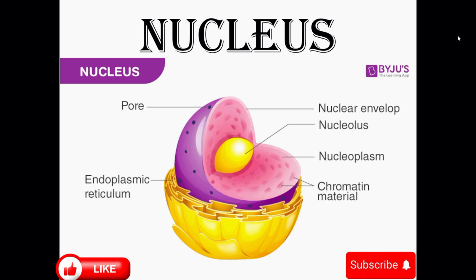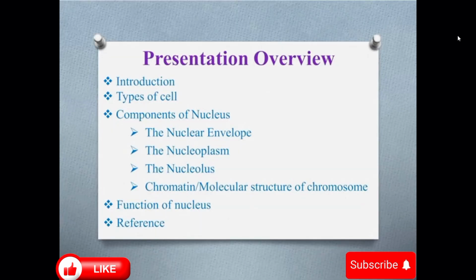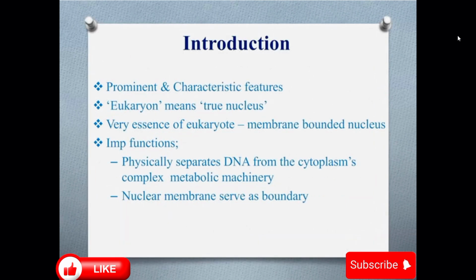Again, we repeat it. The nucleus is one of the most important organelles because it controls all the metabolic activities of the cell and has the genetic information in the form of chromosome and DNA. In this video, we will study the introduction of the nucleus, types of cell based on presence and absence of the nucleus, and components or parts of the nucleus, that is the nuclear envelope, the nucleoplasm, the nucleolus, and chromosome, and the function of the nucleus.